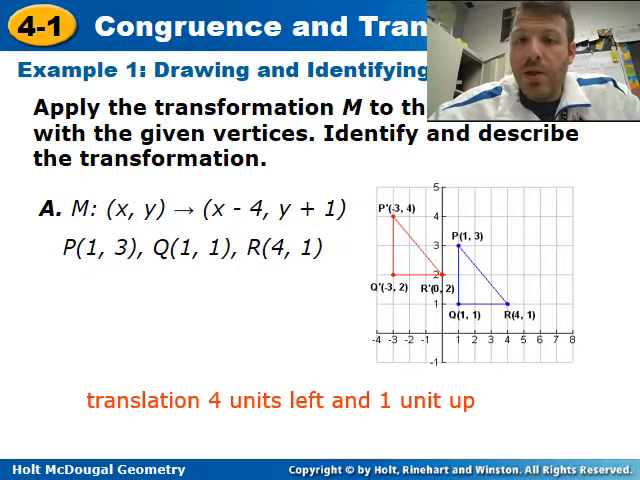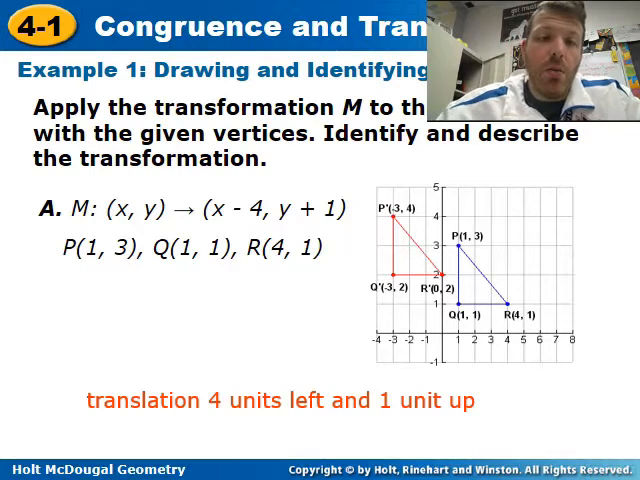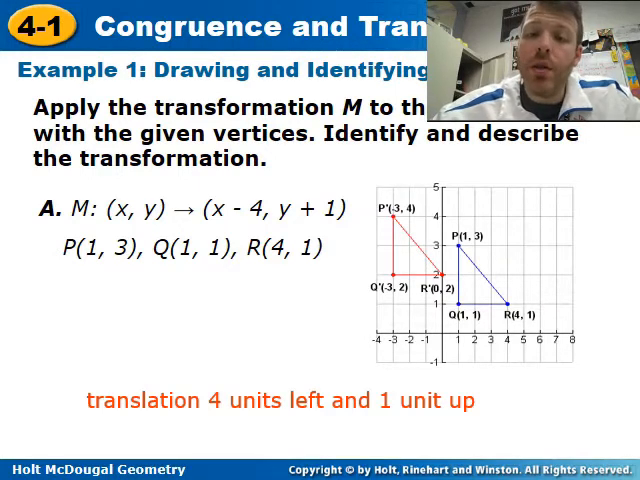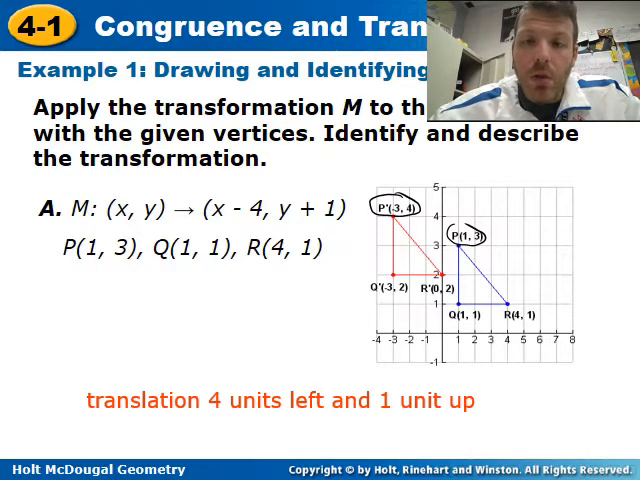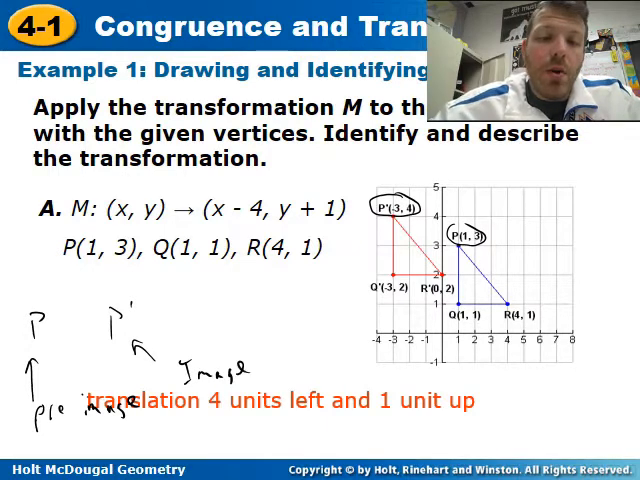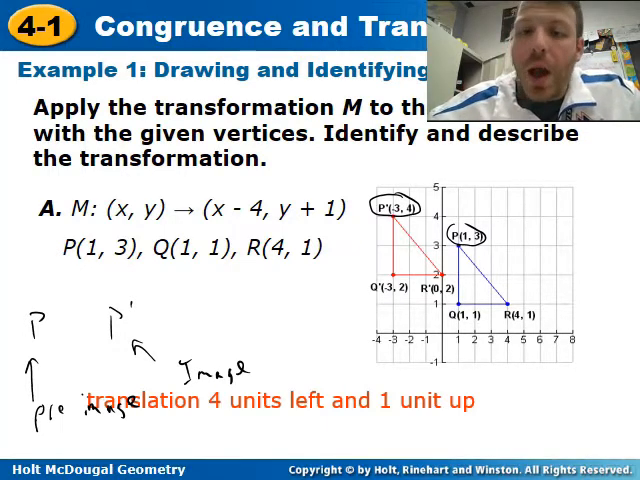Okay, so we're going to apply the transformation M to the polygon with the given vertices, and identify and describe the transformation. What this is telling me is that I need to subtract 4 from each of my x values, and add 1 to every one of my y values. If you look, P is right here and P prime is right here. P is called the pre-image and P prime is called the image. So it's the pre-image before it moves, and the image after it moves.